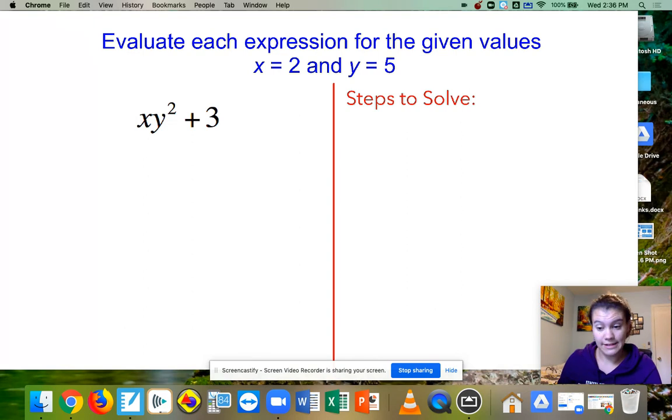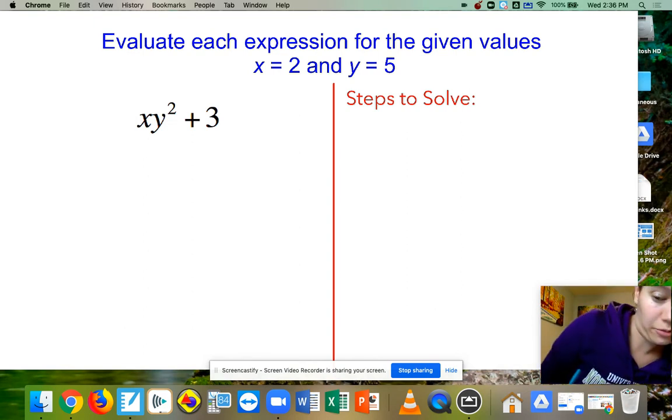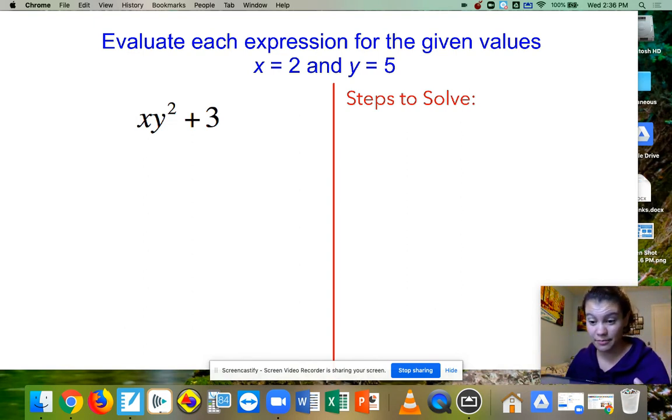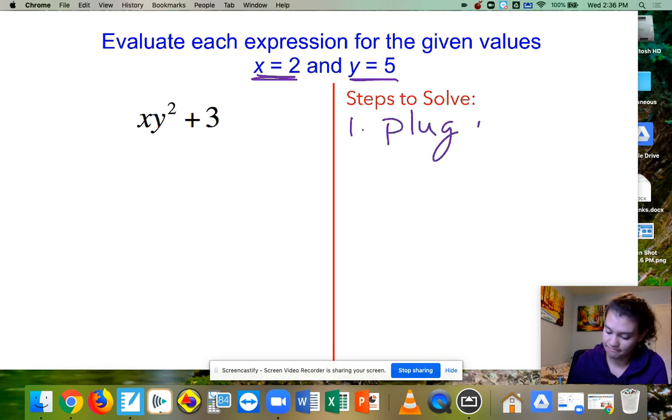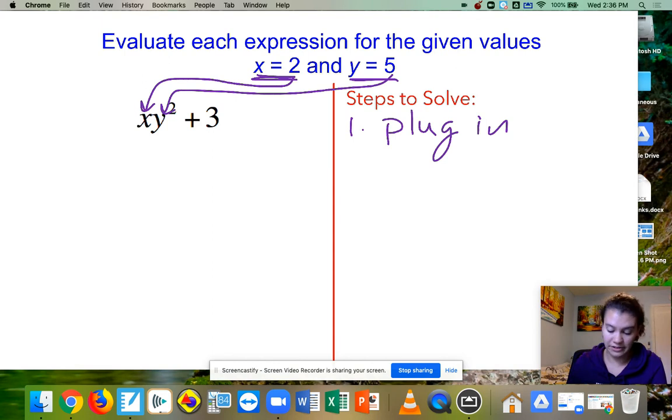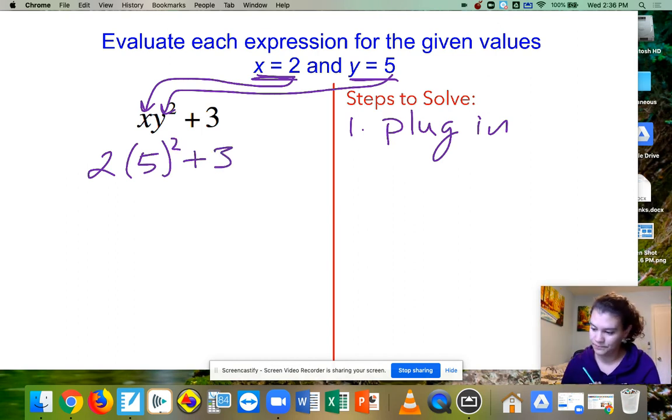So same idea here, but now we have some variables. So the first step before we can do anything is we need to plug in our variables. So this is telling us that x equals 2 and y equals 5. So the first step is to plug in. So I'm going to take that 2 and plug it in for x, take that 5, plug in for y. So you have 2 times 5 squared plus 3.